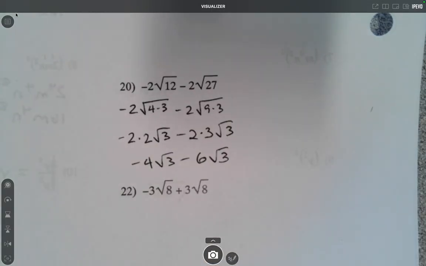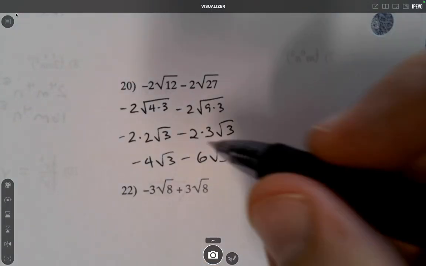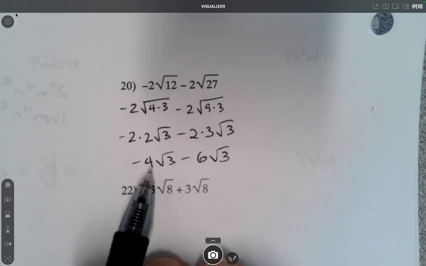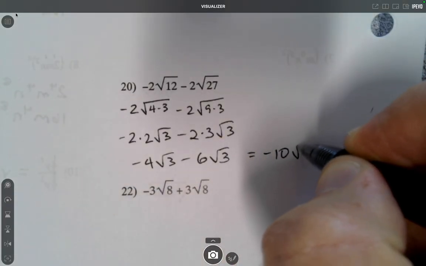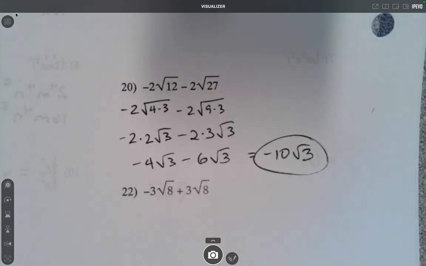So we finally, after all that reducing, have like terms. They're both square root of 3's. Negative 4 minus 6 gives us negative 10. So we have negative 10 square root of 3.